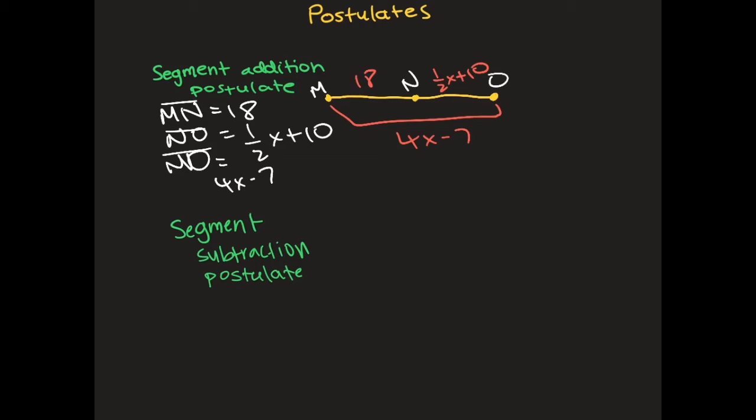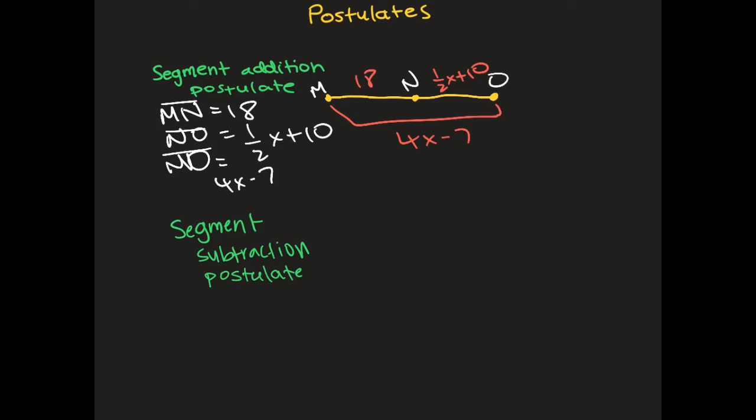MN is part of the line, and NO is the other part of the line. So when you take both of those parts together, it'll create the entire line. So MN plus NO is MO. The only actual step to this postulate is you have to take the information that you're given. You're given MN and NO, and you have to add them and set them equal to MO.